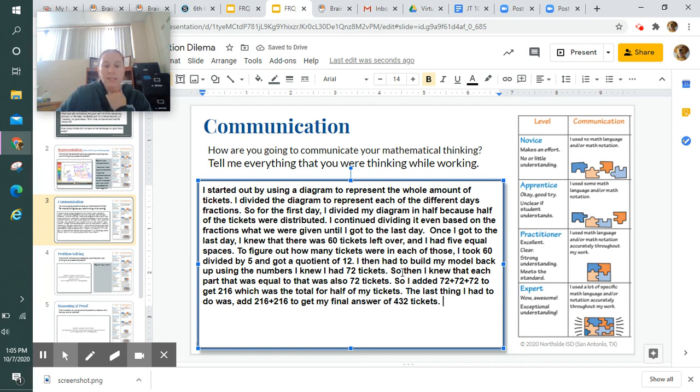Okay, this is how I solved the problem. So I explained every single step along the way of how I solved it, and all I did was type it right in here. Okay, that was all I had to do.